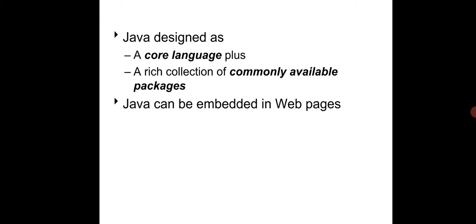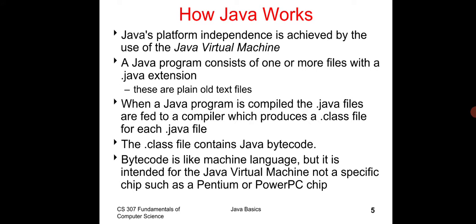Java can be embedded in web pages. Then how Java works: Java is compiled by the Java virtual machine, so it will produce bytecodes. So automatically it is platform independent. It can execute on any platform. A Java program consists of one or more files with the .java extension. When the .java files are compiled, they produce a .class file. The .class file contains Java bytecode. Because of bytecode only, we say that Java is platform independent.